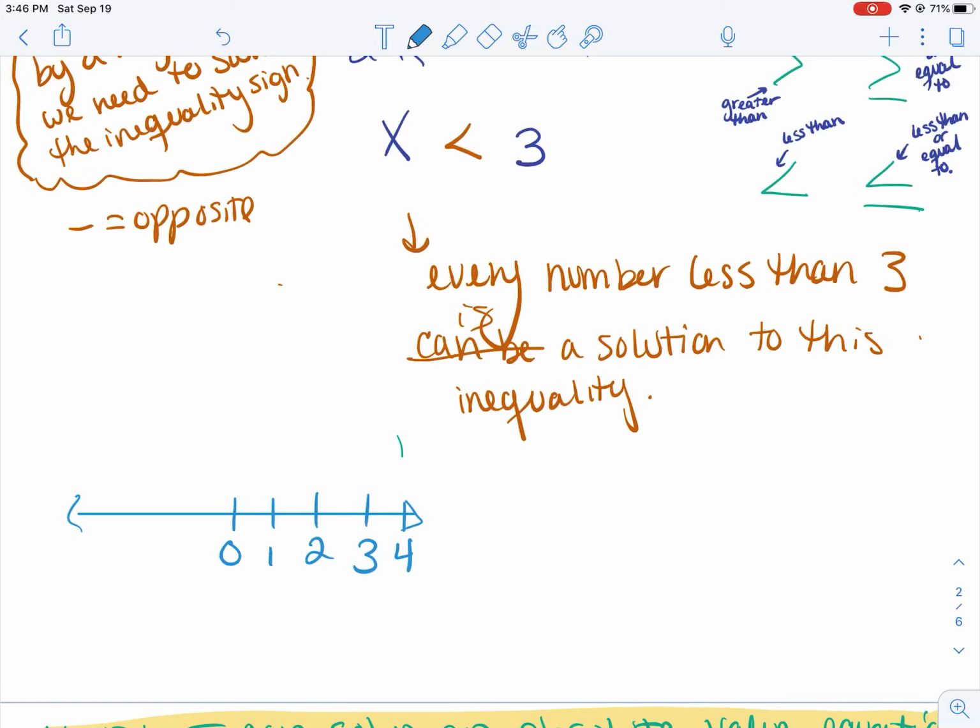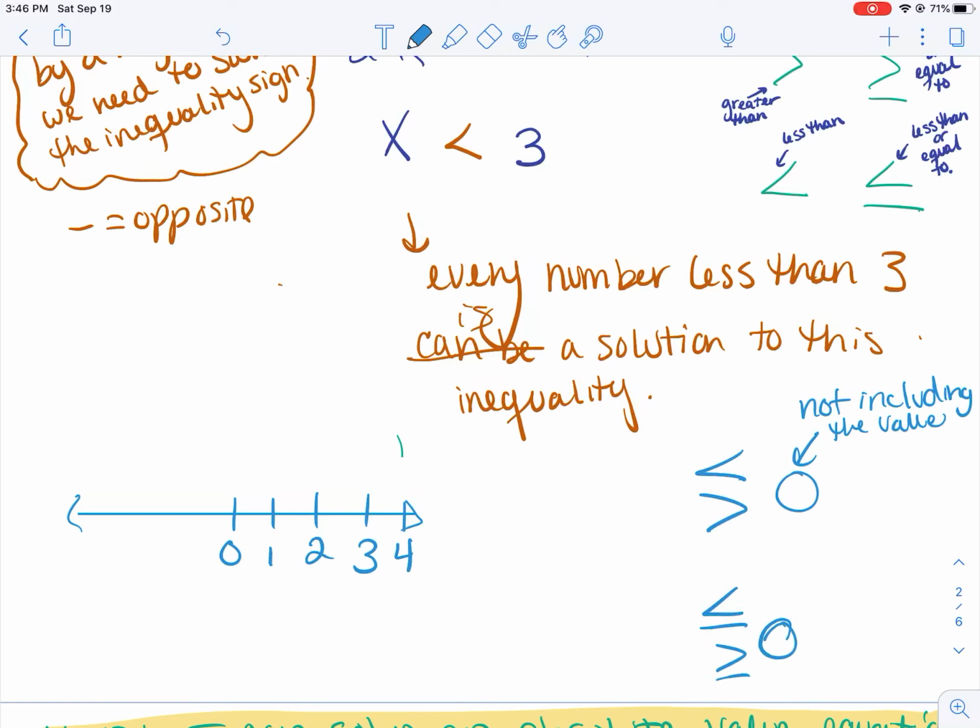When we express a solution on a number line, if it's a less than or a greater than, we're going to use an open circle, and that's because we're excluding the value. Okay, we are excluding the value of the number 3. If we have the equal to sign as well, then we're going to use a closed circle because we are including the value as part of our solution.